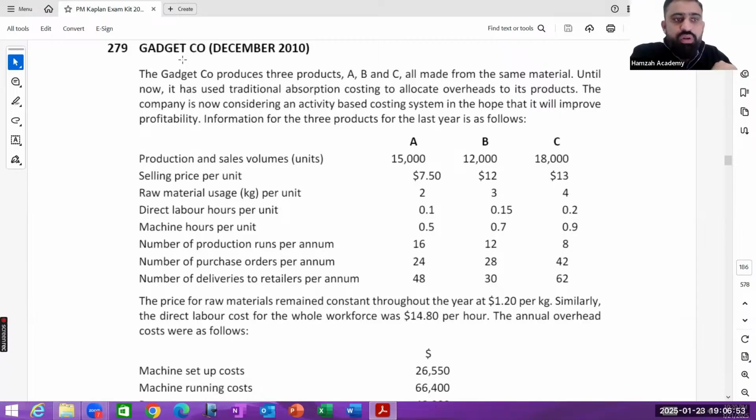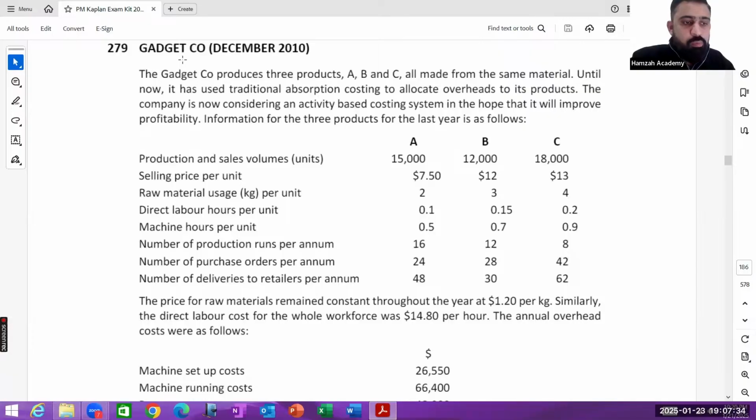So welcome to another class of Performance Management. In the last class, we discussed traditional absorption costing and activity-based costing. Now, first of all, we will do some practice questions on this topic, including a long constructive question and the OT question as well. Then we will move towards a new topic, which is target costing.